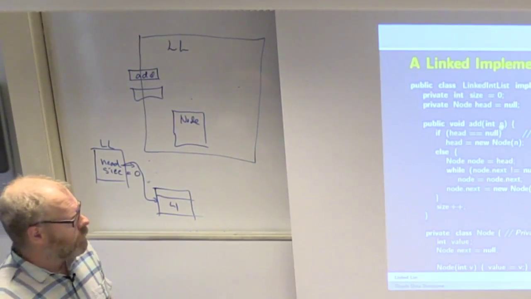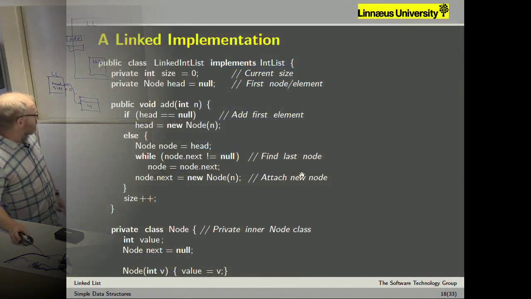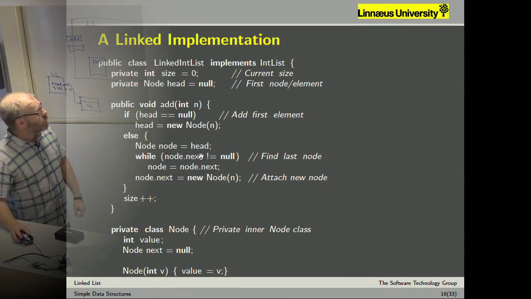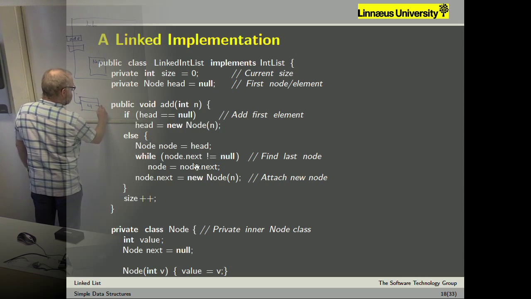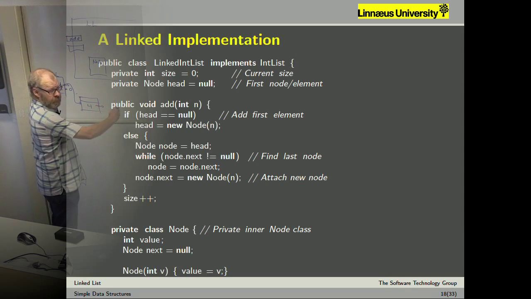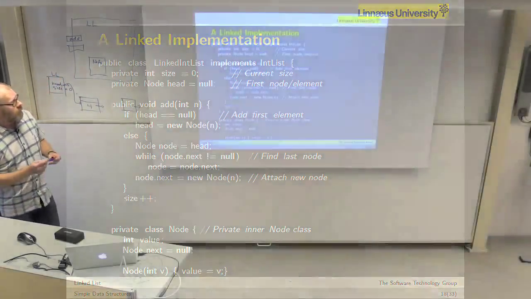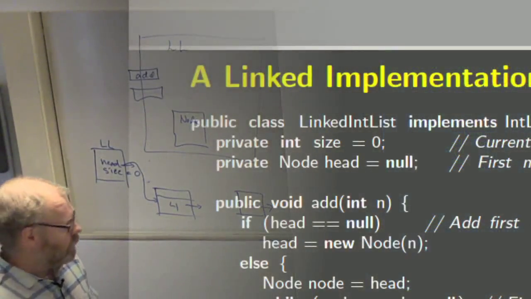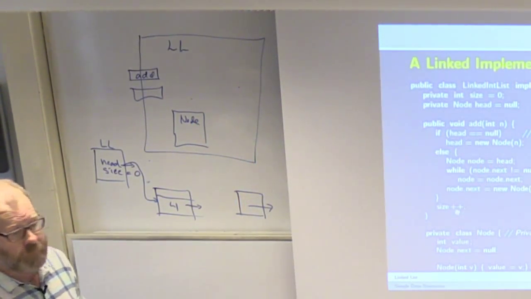We are adding a second element. Head is not null in this case because it's pointing to the first element. So then we start here and traverse this chain of links as long as the next pointer. Every node contains a next pointer. As long as this one is not null, we are moving to the next one until we find the final node in the chain where this one points to null. Then we stop and say that, okay, from now on, the last node should point to our new node, and we are increasing the size.